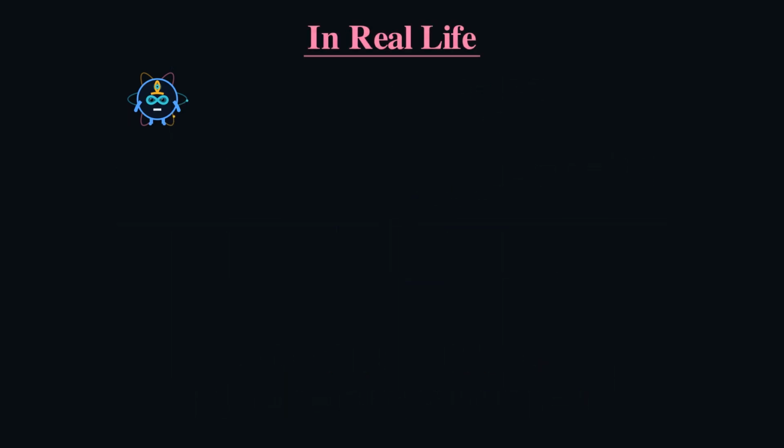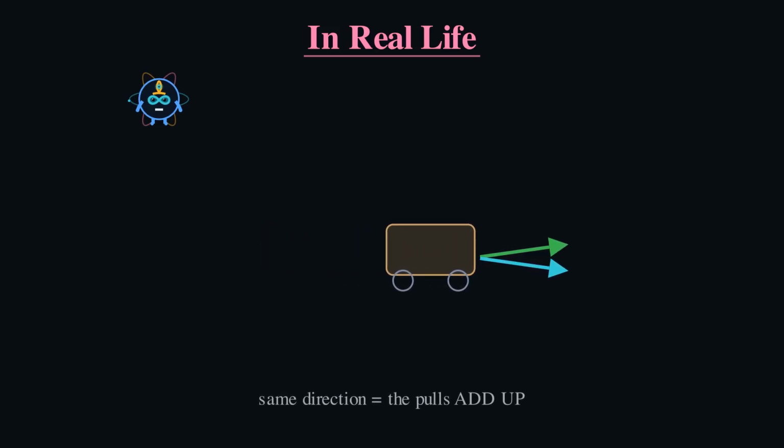Two people pull a cart. Pulling the same way, their effort adds. At right angles, one contributes nothing to the other's direction. The dot product is exactly that. How much one pull helps the other.